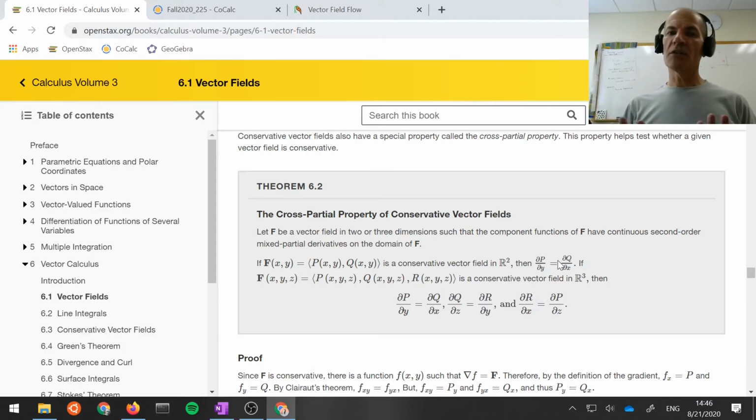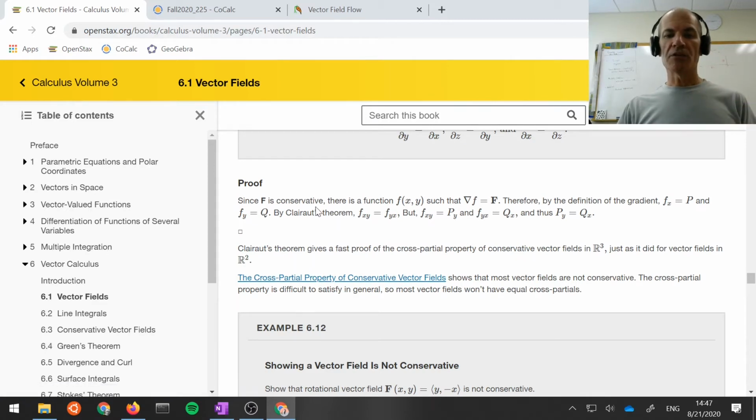This is kind of a test for conservativeness in the sense that if this equation fails, then this is not a conservative vector field. The downside is if this equation is true, this might not be a conservative vector field. 99 times out of 100 it is, but there are a few exceptions which we'll talk about later. And in fact, there's a similar test for three-dimensional vector fields. If F is a three-dimensional vector field, P, Q, and R, then these three partial differential equations are satisfied. I won't read it out to you, you can see that. If any one of these fails, then F is not conservative.